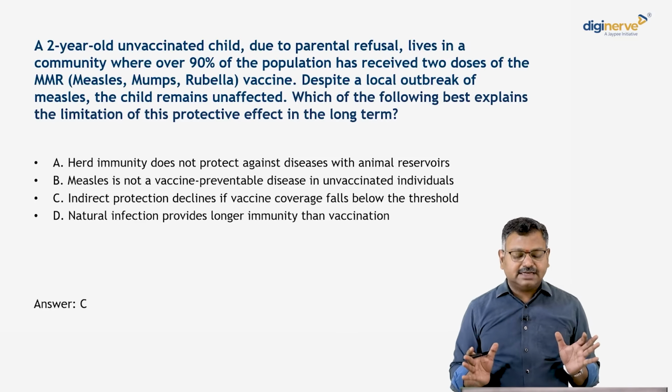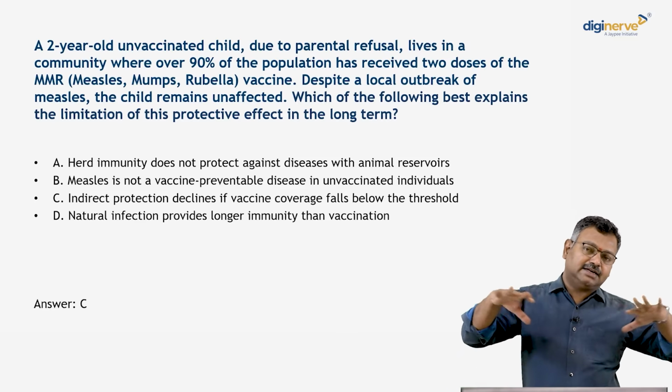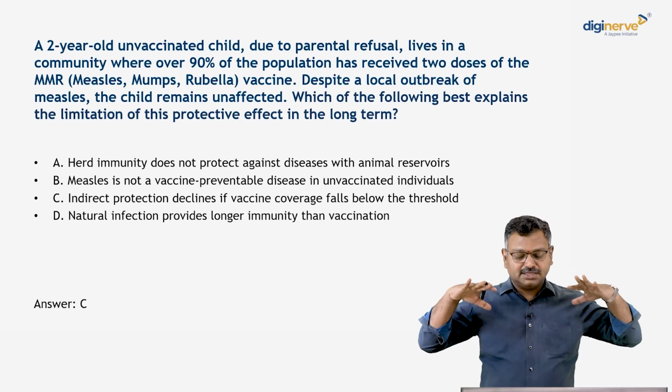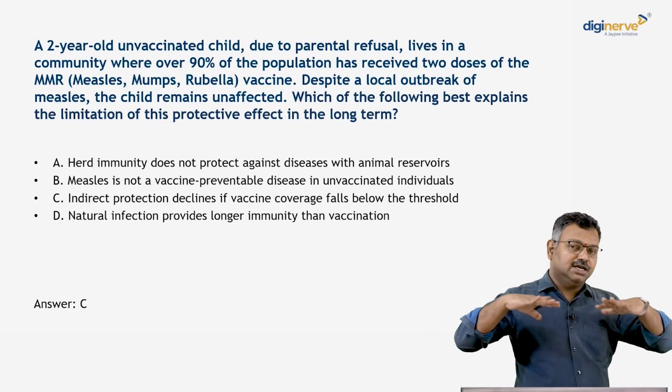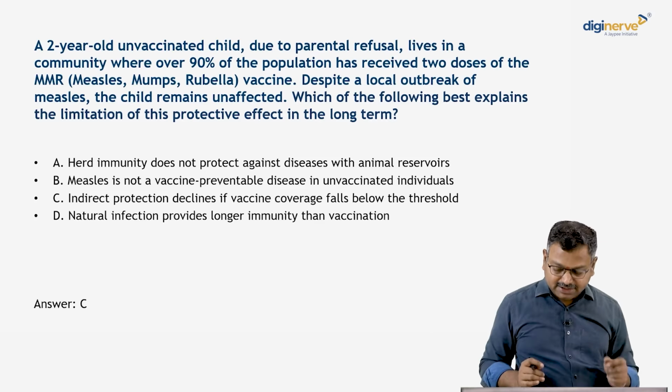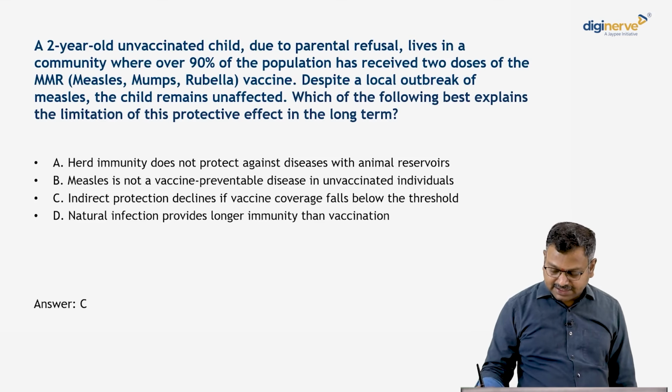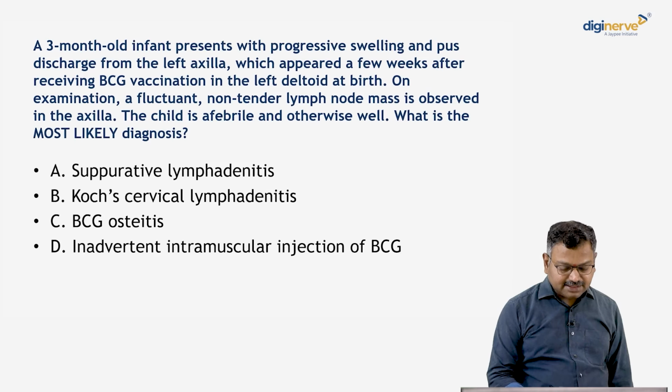Now what we call herd immunity: for an entire contagious disease, when more than 95% of the population is vaccinated, the disease cannot come. 90% is not so protective, as you see there. That is why C is the correct option.